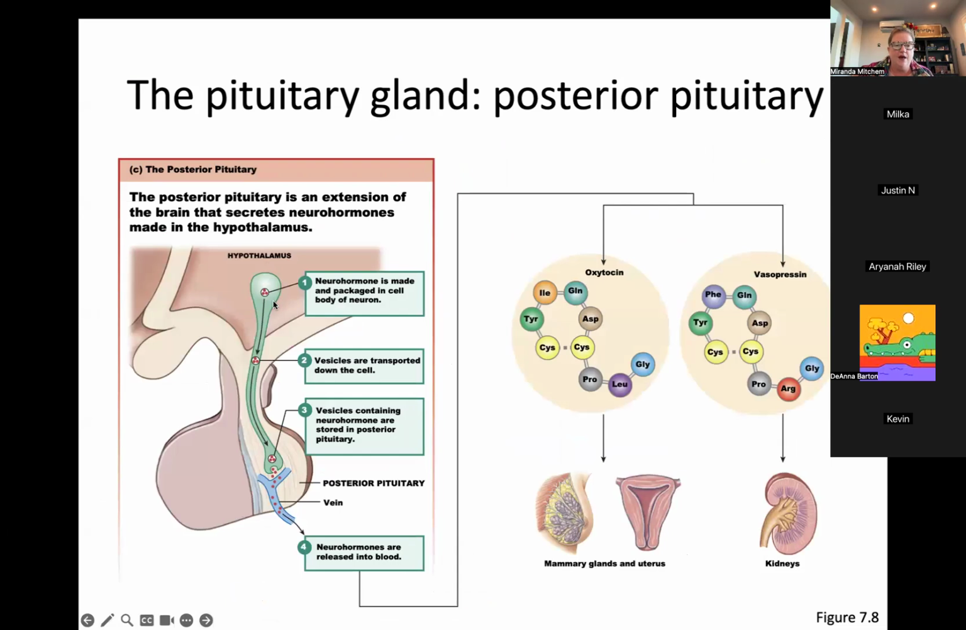So we get our signal. This is a neurohormone because it's made by a neuron, starting in the hypothalamus, and then moving down to the posterior pituitary, where the hormone is produced and moves into blood vessels and then moves to the rest of the brain, the rest of the body. And our two hormones that we're talking about from the posterior are oxytocin and vasopressin.